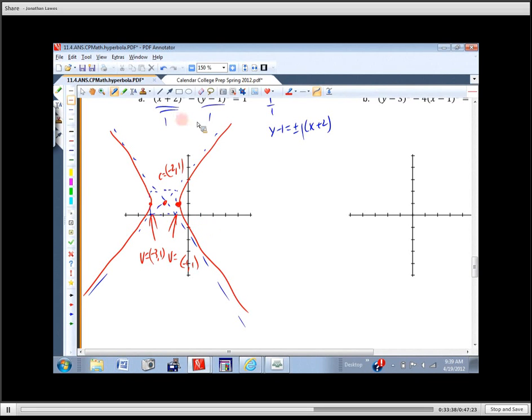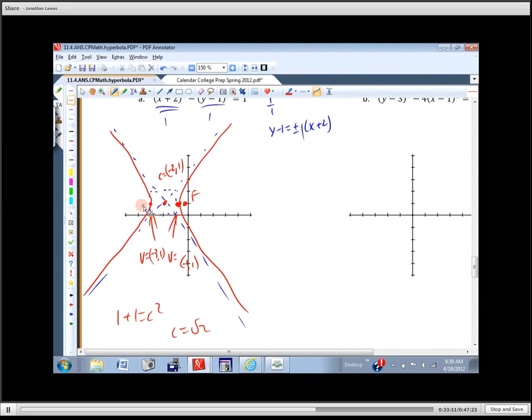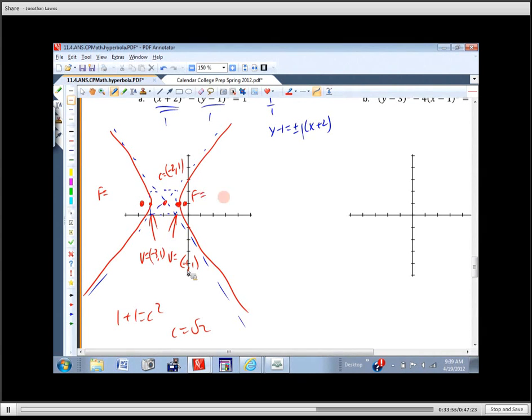Take the two of those, add them together. So 1 plus 1 equals c squared. So c equals the square root of 2. So we go a little bit more than 1 in each of those directions. So I'm going to have a focus about right there and a focus about right there. Again, if the picture doesn't look very good, but you label it correctly, that's the important part.